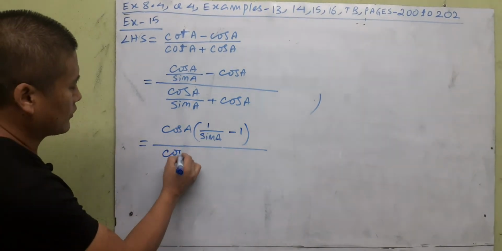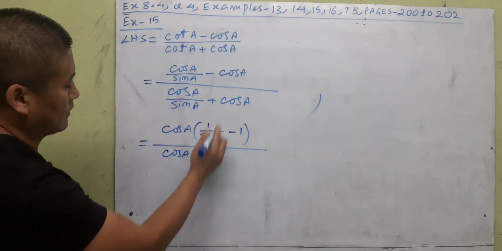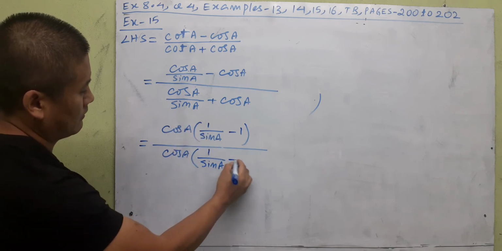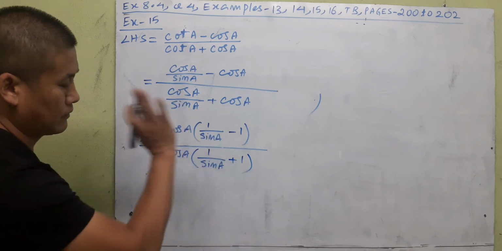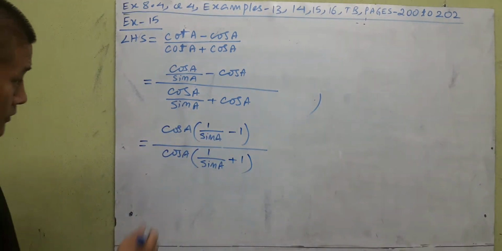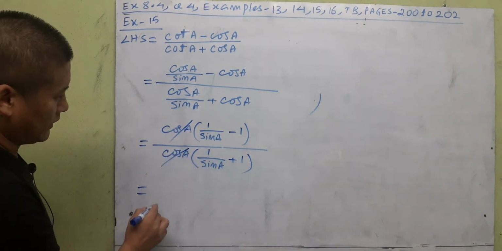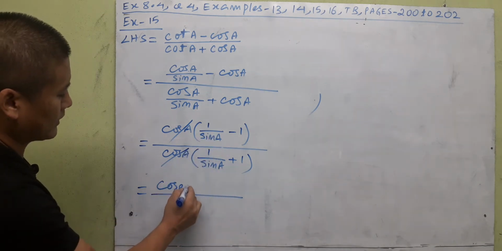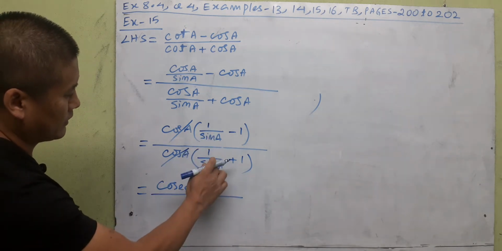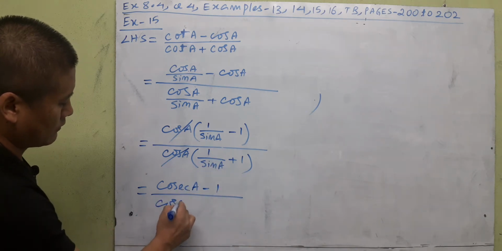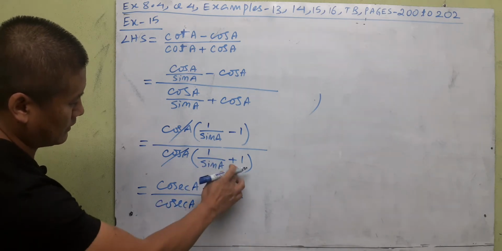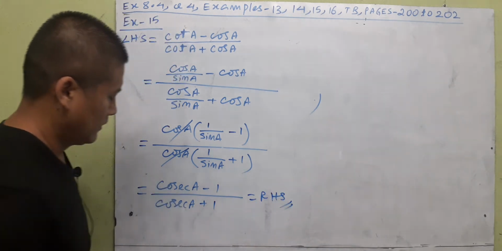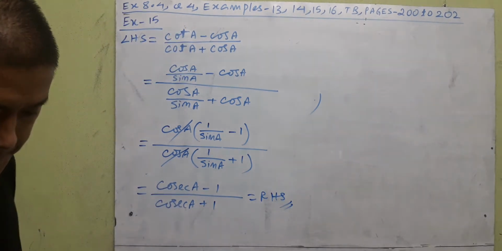Similarly here cos A is common, so let us take it out, cos A into 1 by sine A plus 1, cos A into 1, cos A. So this cos A and cos A can cancel, so you are left with 1 by sine A, formula 1 by sine A is cosec A, minus 1, and cosec A plus here 1, which is exactly equal to your right hand side, you see.